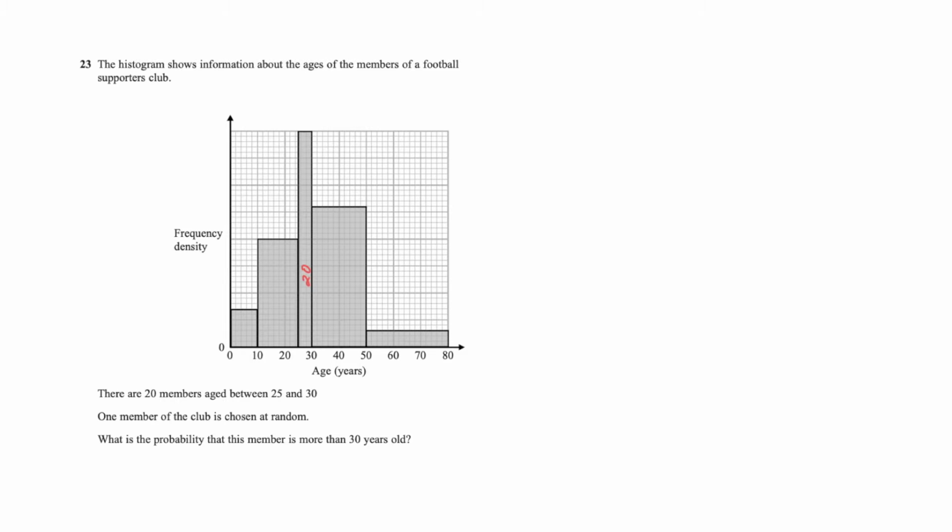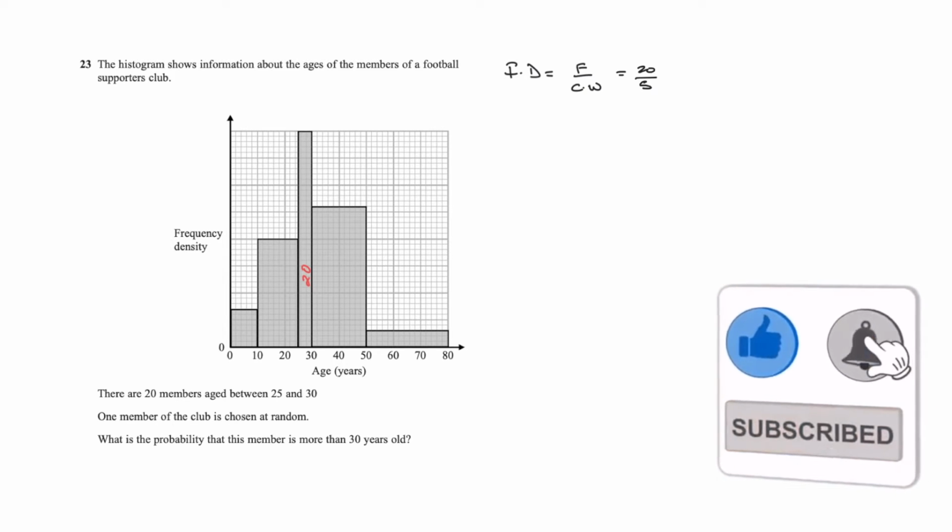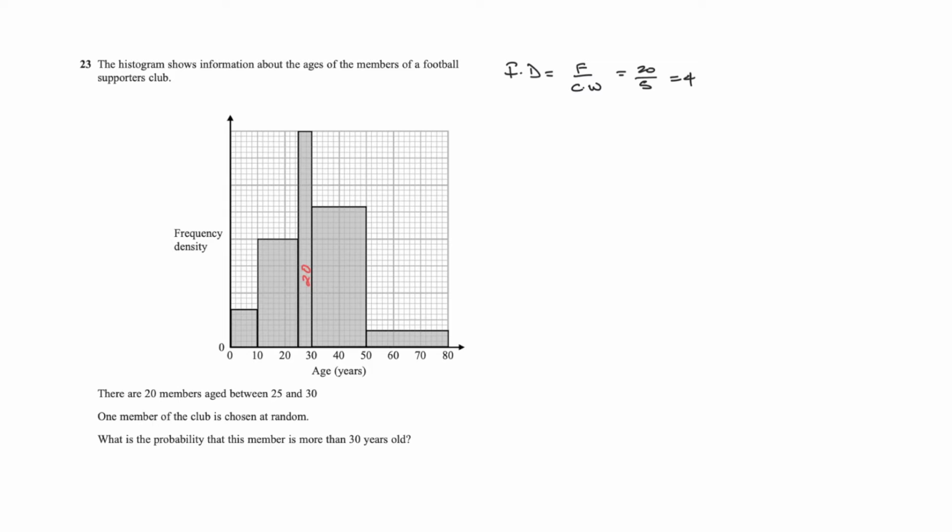Now you may remember, like I said, this is revision, so hopefully you get the idea, that the frequency density is equal to the frequency divided by the class width. They have already given me the frequency. They told me it's 20 people in that group. The class width is 5 because the class width is the distance between there and there. So that's going to be 20 divided by 5, which is going to be 4. So it means that the frequency density there is 4.